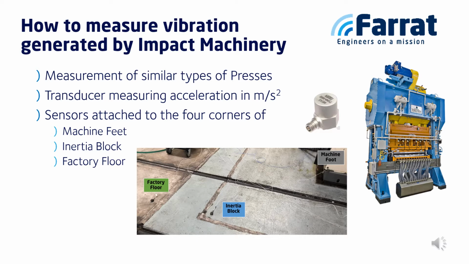As transducers must be attached to the surfaces of interest, in our comparison study, accelerometers have been attached to the 4 feet of the presses, the 4 corners of the isolated foundations, and the surrounding factory floors. This allowed a detailed analysis presenting how vibrations propagate across the entire system.